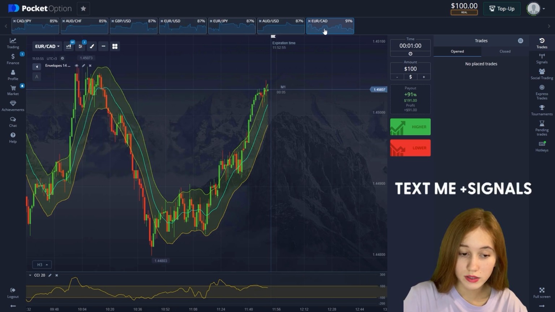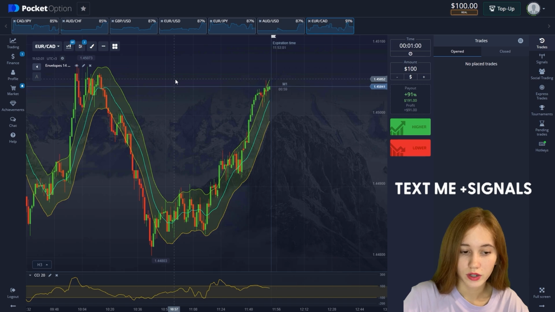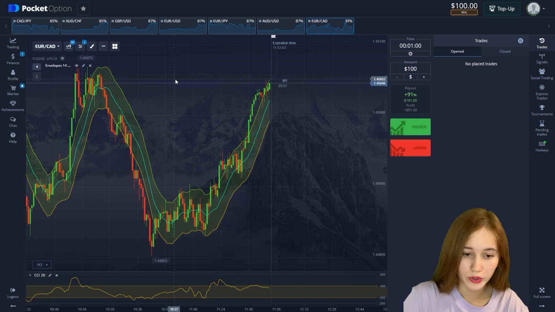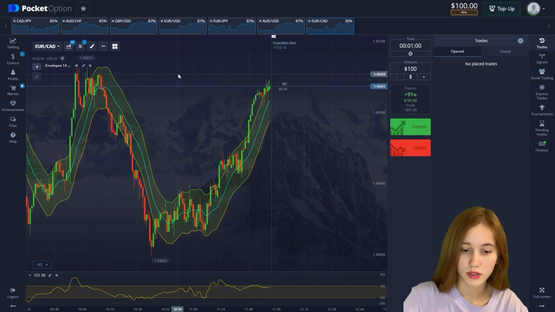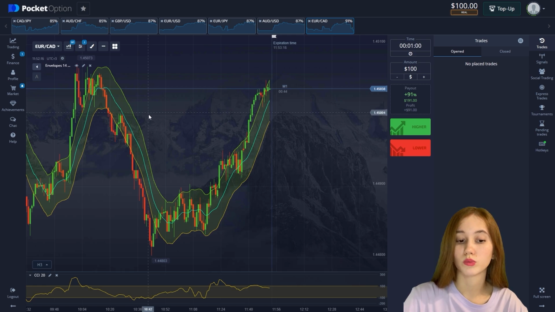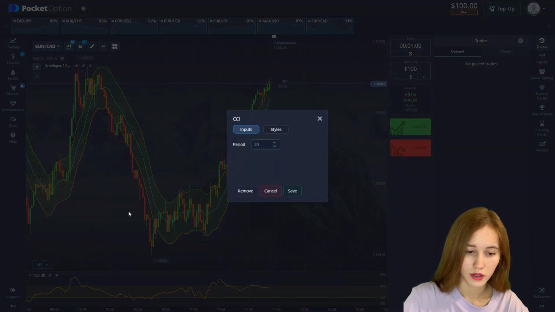We'll use the currency pair exactly. Payout percentage 70%. It's a very important criterion. Don't forget about this. My recommendation is that it's very important to use more than 70% payouts. Two indicators, CCI and envelopes.